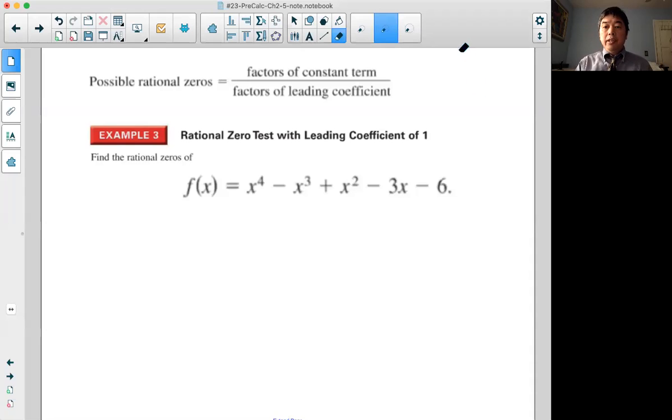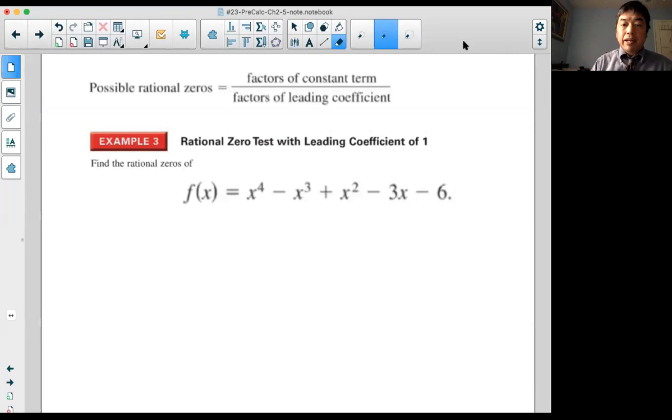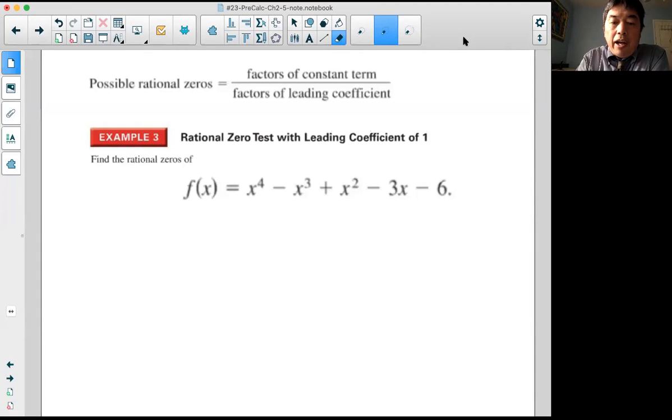Okay, this is PreCalc assignment 23, chapter 2-5, example 3. Now I kept this information: possible rational zeros. It's the factors of the constant term. The constant is this one, -6. And the factors of the leading coefficient, which is 1.